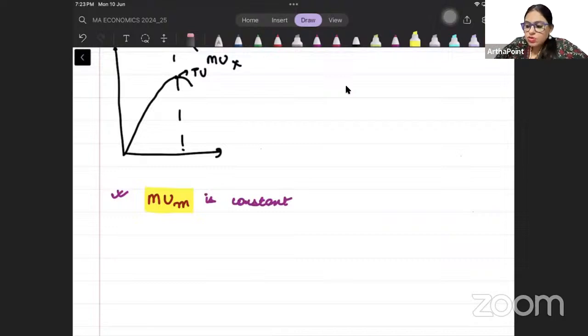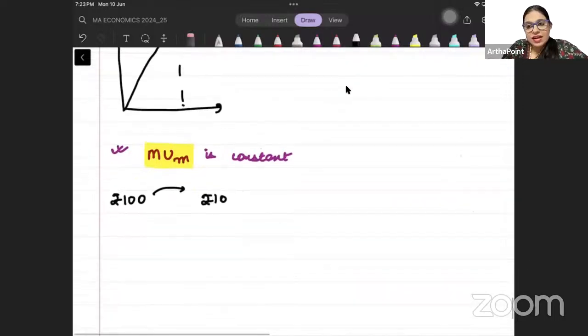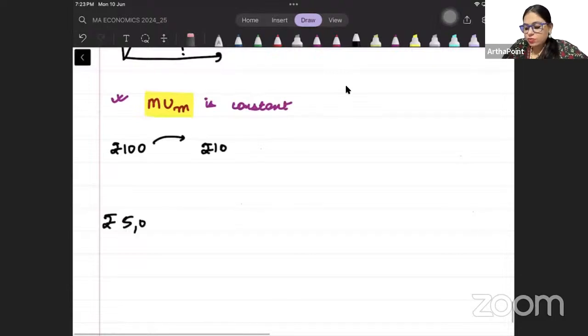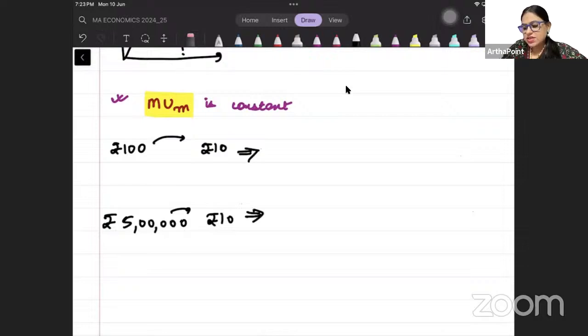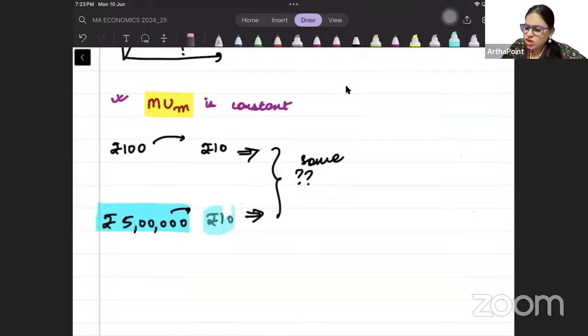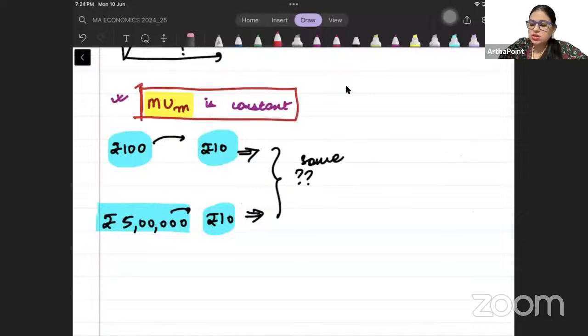Now just imagine. Suppose I tell you that you have 100 rupees and I give you 10 rupees more. And in another scenario, I tell you that you have 5 lakh rupees and I give you 10 rupees more. Will the extra utility in this case be the same? No, it's not possible. When you already have 5 lakh rupees, the extra 10 rupees will give you very little utility. But when you have 100 rupees, the extra 10 rupees will give you more utility. So we cannot assume that the marginal utility of money is constant. As you continue increasing the amount of money, the additional utility you get should decline. Money should be treated like any other good.